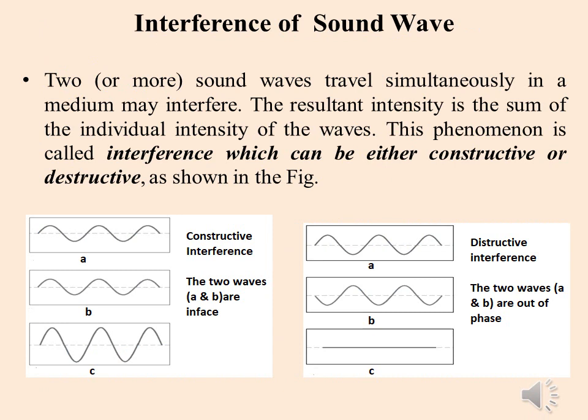Interference of sound waves. Two or more sound waves travelling simultaneously in a medium may interfere. The resultant intensity is the sum of the individual intensities of the interfering waves. This phenomenon is called interference, which can be either constructive or destructive, as shown in the figure.